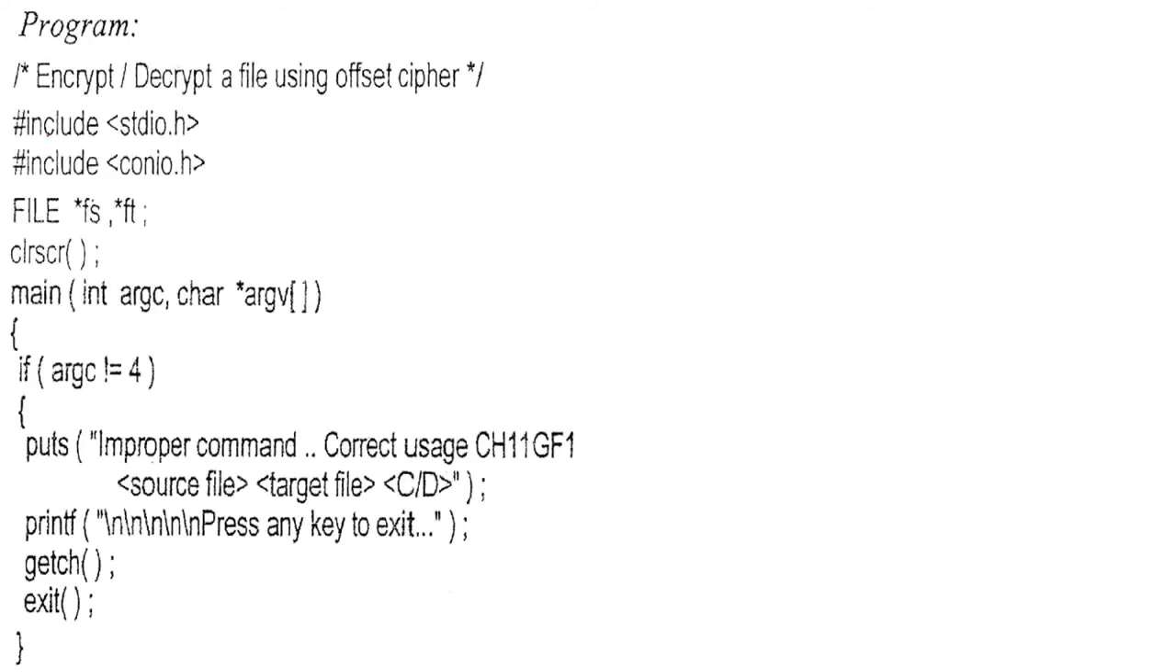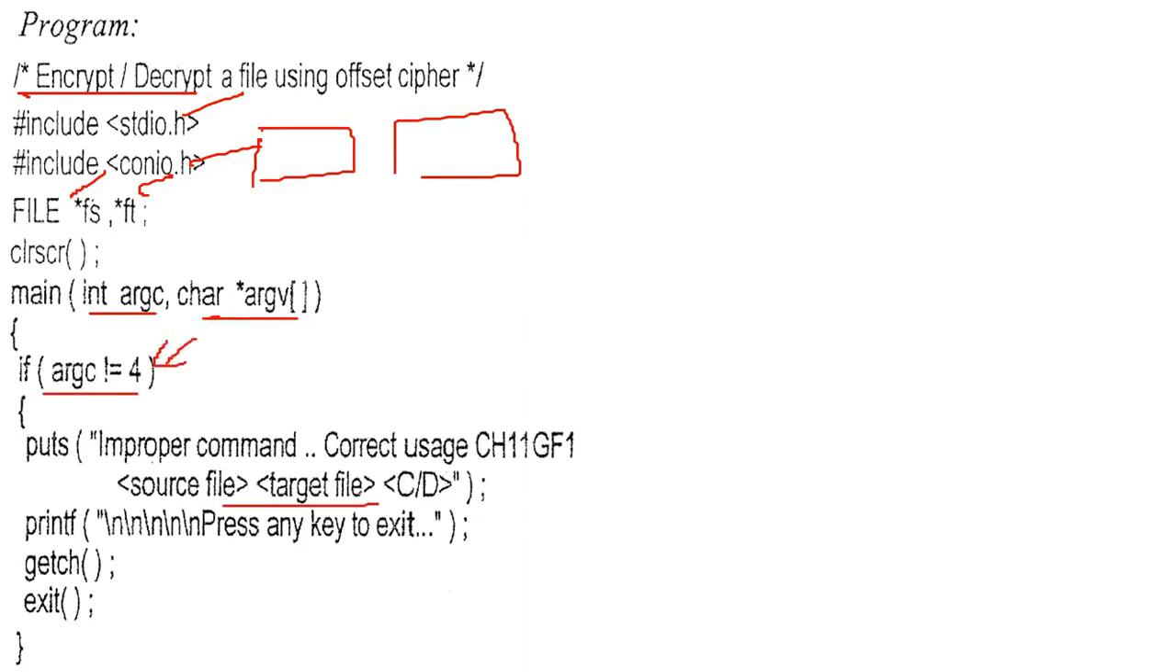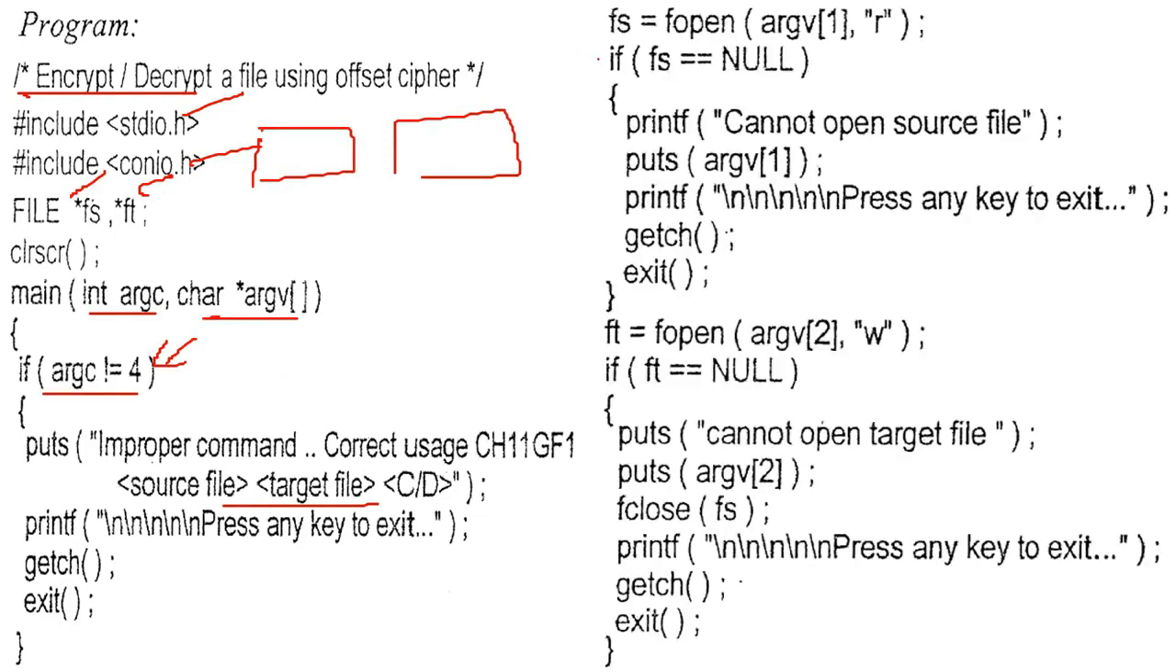So this is stdio.h, conio.h. We have to encrypt and decrypt a file using the offset cipher. We have a source and a target file. This is a command line version. We check whether you have given enough arguments or not. Otherwise, we say please type like this in the command prompt. We try to open the first one, argument 1. If Fs is null, we say it is not okay, and we exit. Again, we take the second argument in write mode, and if it is not opening, we say there is an error, and we come out.